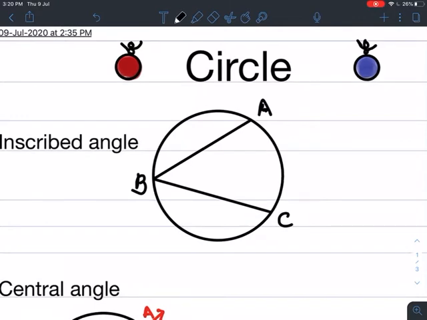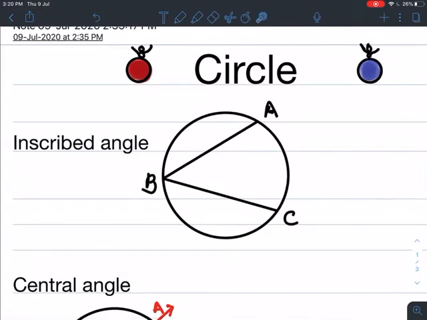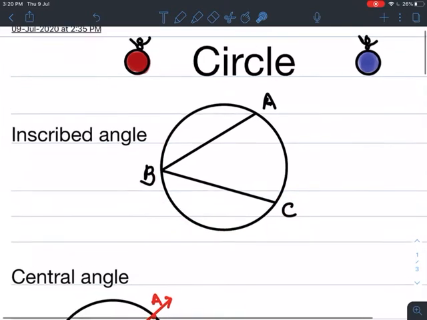Angle ABC, if we observe in this figure, is called an inscribed angle because B is the vertex of angle ABC. It is on the circle. Side BA and side BC intersect the circle in two distinct points A and C. Therefore, angle ABC is called an inscribed angle in arc ABC. Angle ABC is inscribed in arc ABC.